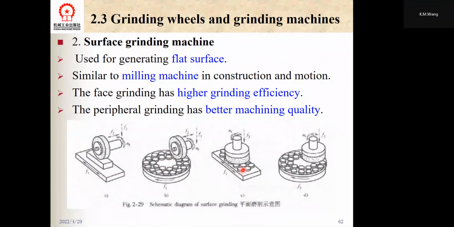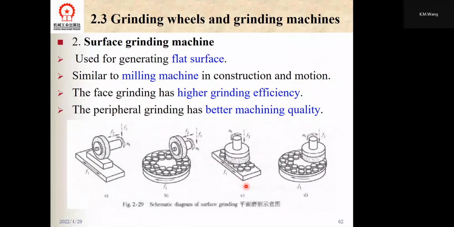And this picture C shows the type with a vertical spindle and reciprocating table. And this one shows the type with a vertical spindle and rotating table, and the table is rotating.